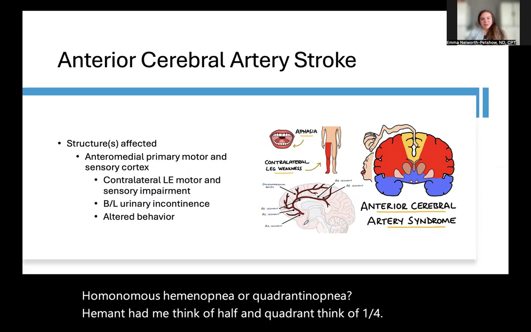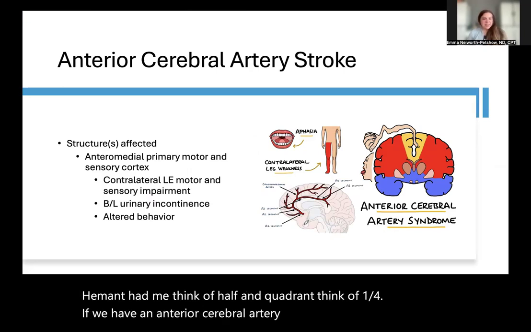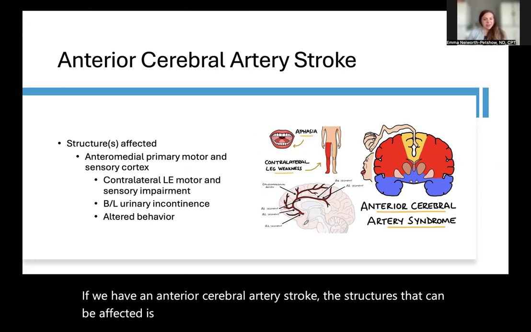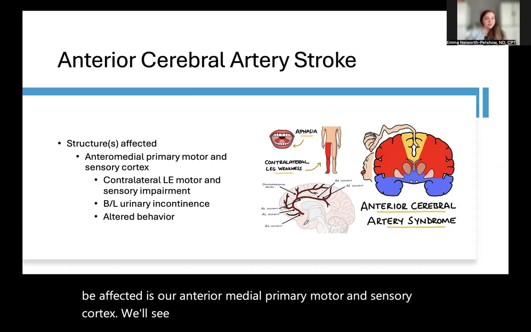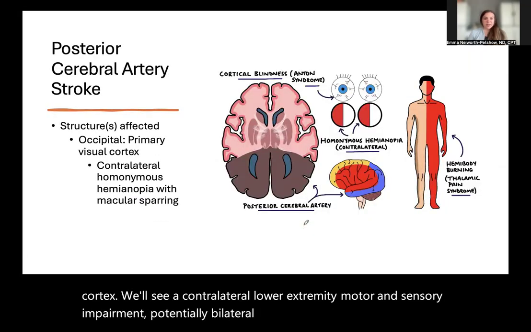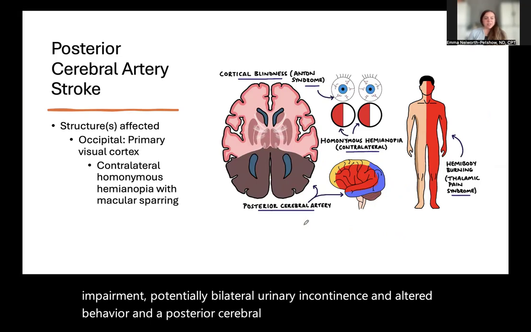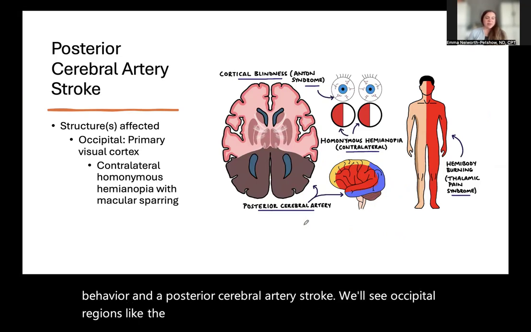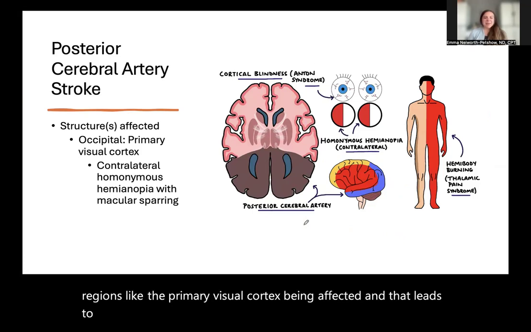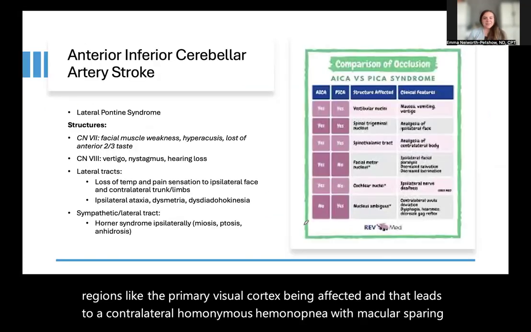If we have an anterior cerebral artery stroke, the structures that can be affected are our anterior medial primary motor and sensory cortex. We'll see a contralateral lower extremity motor and sensory impairment, potentially urinary incontinence, and altered behavior. In a posterior cerebral artery stroke, we'll see occipital regions like the primary visual cortex being affected, and that leads to a contralateral homonymous hemianopia with macular sparing.